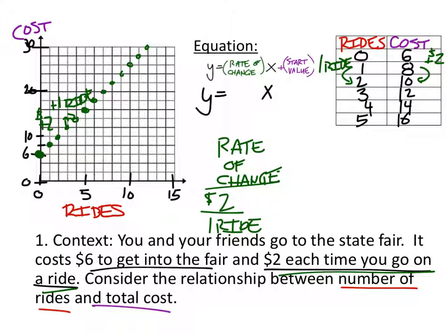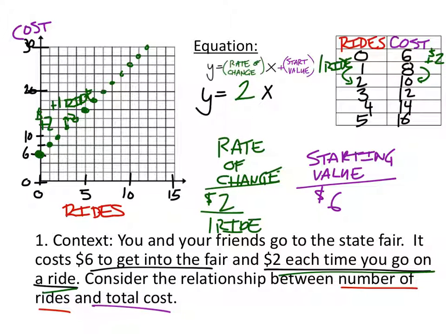Now, we don't need to use the labels in the equation. We just know it's y equals 2x to start with. But then we need the starting value, which is just how much it costs to get into the fair, and that was $6. To be a little bit more specific, we're going to say $6 for 0 rides. So in my equation, I've got y equals 2x, and then plus my starting value, which is $6. And this right here would be the final equation for this one.